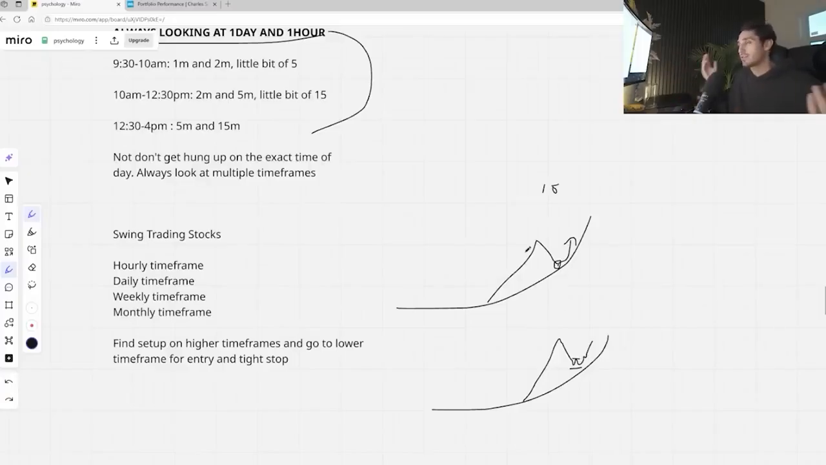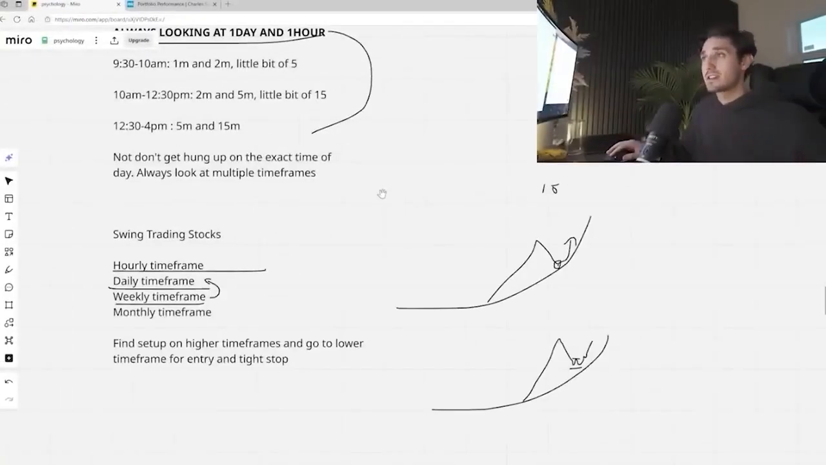This is not the best example. I'm kind of just drawing off the top of my head, but you guys get the point, right? You see a setup, you can go to the smaller time frame to find an entry into that setup, find a stop loss into that setup, and as a result have a tighter stop and have better reward to risk. Hopefully this makes sense. So sometimes if I see a really nice daily setup, I'll go to the hourly for my entry. I find a nice weekly setup, I'll go to the daily for my entry. So you could play around with this. You could use multiple time frames and get creative with your entries.